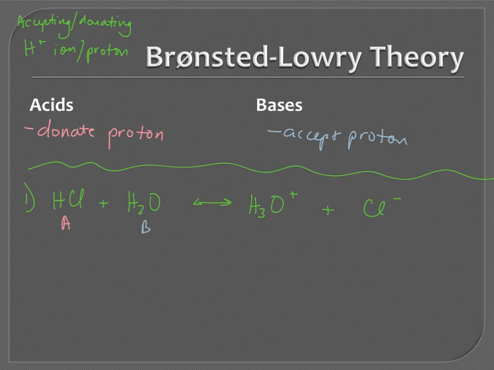Now if you look at the other side of the equation, you could still have a forward and backwards reaction. That's why we have this right here. That means you could go forwards and backwards with this reaction. That means on the other side of this equation, we also have acids and bases. This is what we call the conjugate acid-base pairs, if you remember.